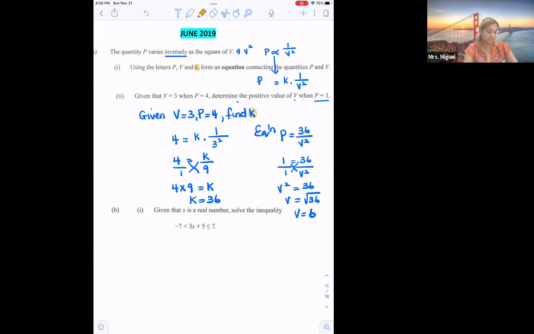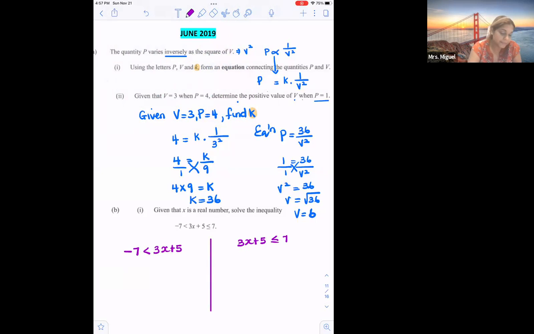So part B, part 1. Even if we didn't get part 1 and part 2 correct, there's still hope for part B. Let's see. We will separate this into 2 parts. -7 is less than 3x plus 5, and 3x plus 5 is less than or equal to 7. We will separate both of the inequalities into 2.